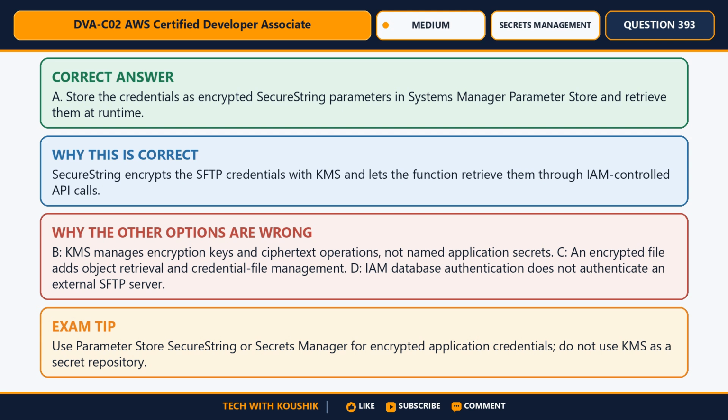B. KMS manages encryption keys and ciphertext operations, not named application secrets. C. An encrypted file adds object retrieval and credential file management. D. IAM database authentication does not authenticate an external SFTP server. Exam tip. Use Parameter Store SecureString or Secrets Manager for encrypted application credentials. Do not use KMS as a secret repository.